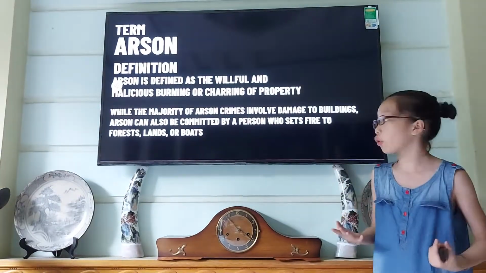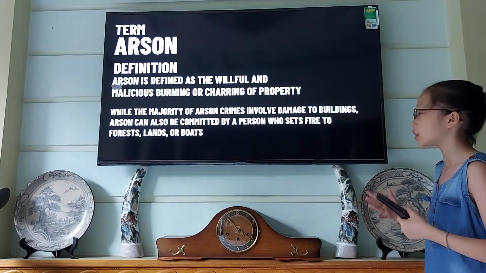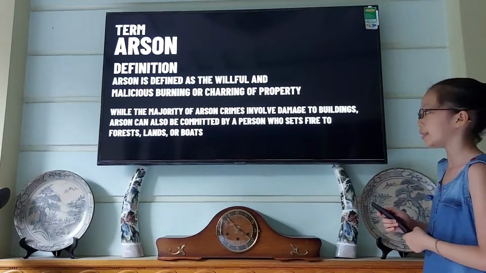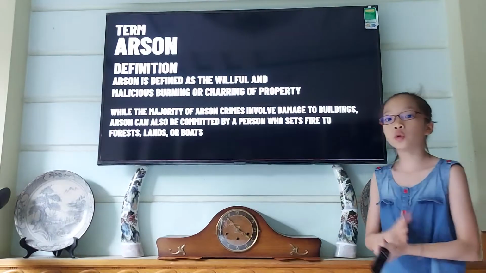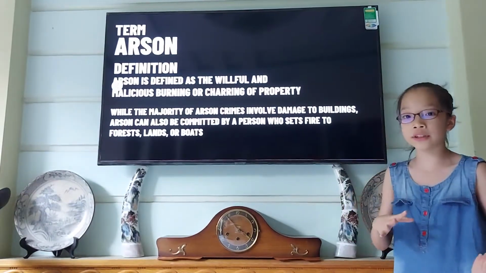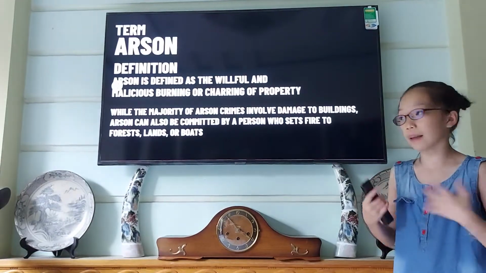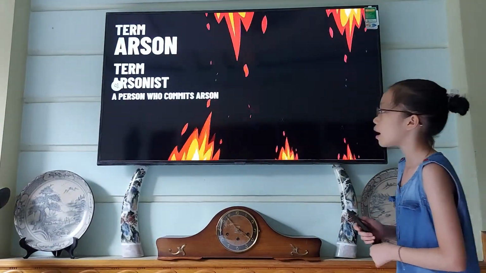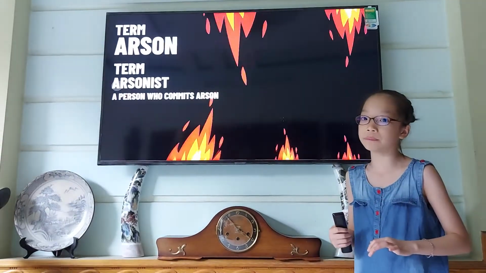While the majority of arson crimes involve damage to buildings, arson can also be committed by a person who sets fire to forests, land, or boats. So it's simply someone who sets fire to a building to destroy it in order to steal something in that building. So that's arson. And we have arsonist, which is a person who commits arson.